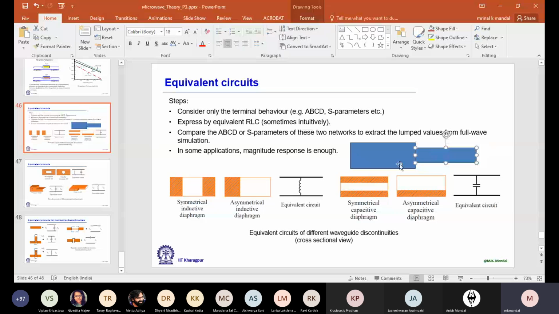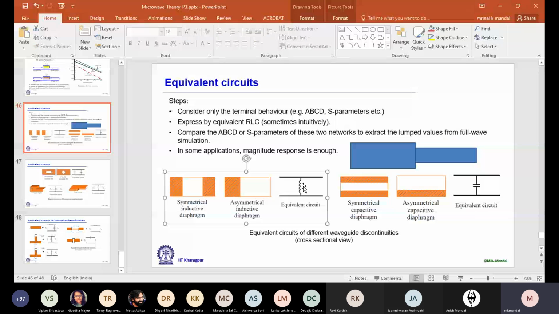Now let's say the first waveguide has a cutoff frequency of 6.5, the second waveguide has a cutoff frequency of 9, and you are sending a 10 gigahertz signal. Then what will happen? It will pass through both of them, right? And at the junction, you have the effect of this shunt inductance. Also, this is the top view.